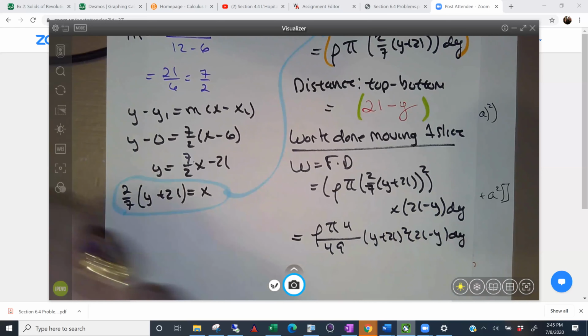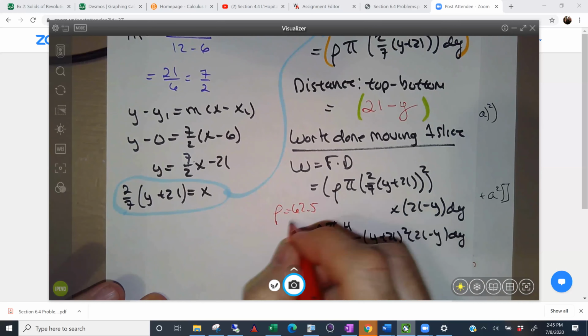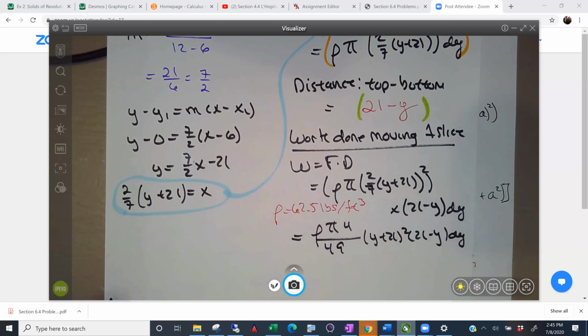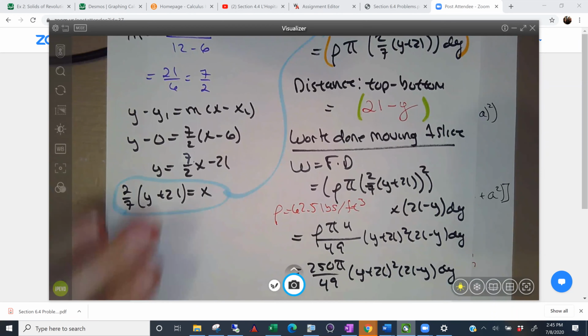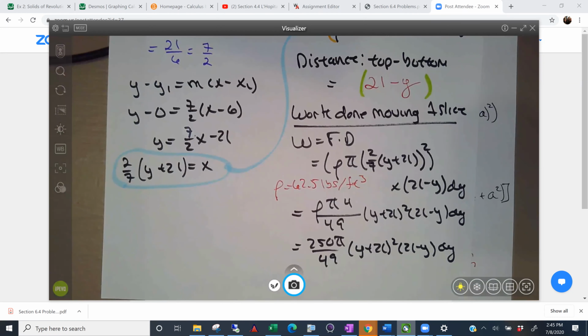So let's remind ourselves that rho equals 62.5 pounds per foot cubed. So 250 pi over 49 times y plus 21 squared times 21 minus y dy. I'd rather clean it up here than a little bit later.